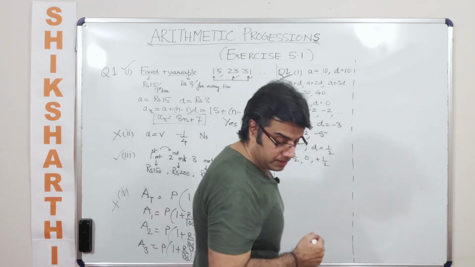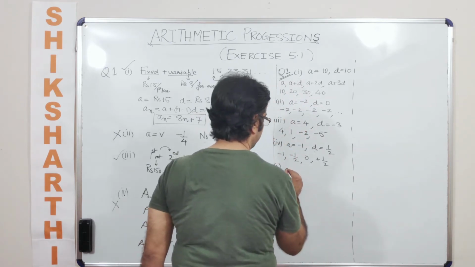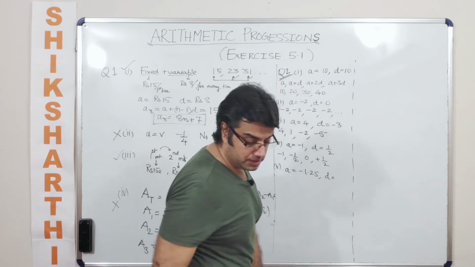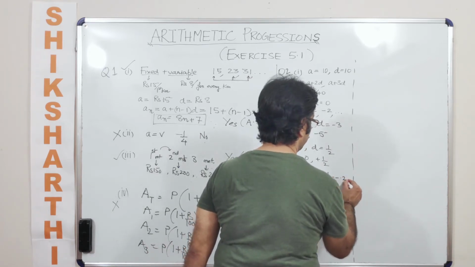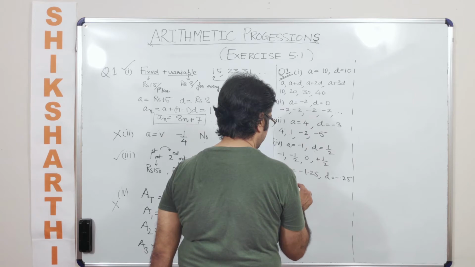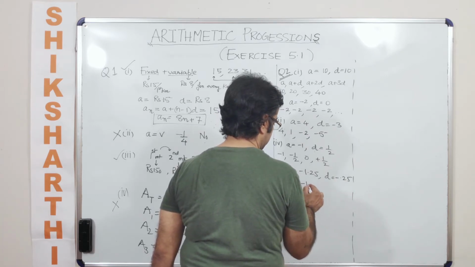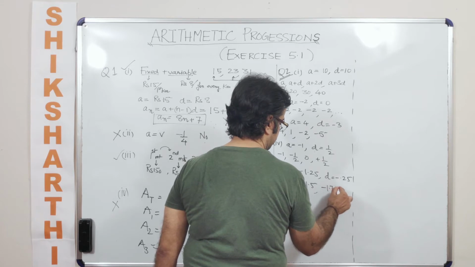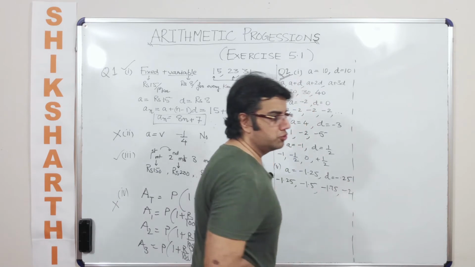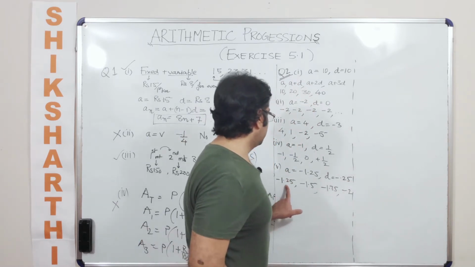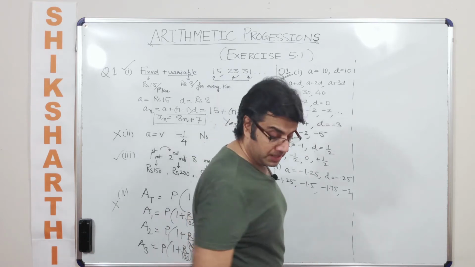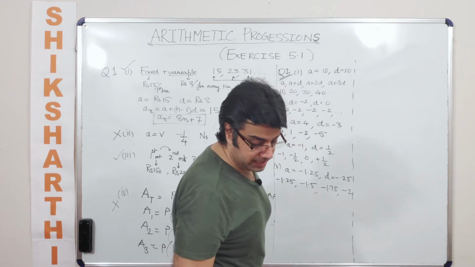The next subpart. It says a is equal to -1.25. And what is the value of d from here? The value of d from here is -0.25. Okay. So now -1.25. The next. So you keep on adding -0.25. So -1.25 becomes -1.5, -1.75 and -2 respectively, which is the last part. This was the last part itself.